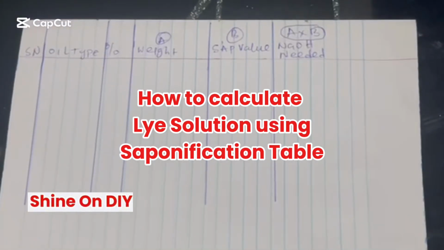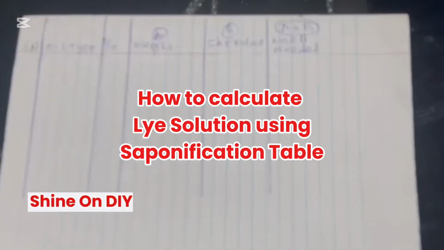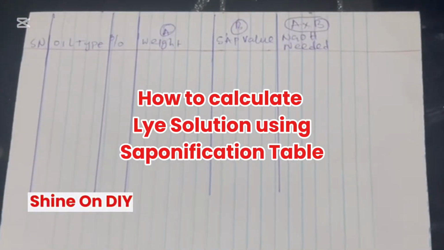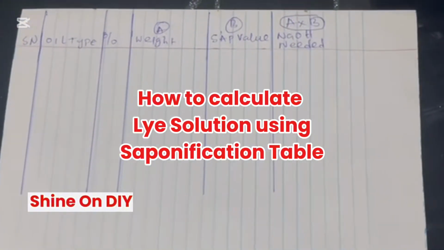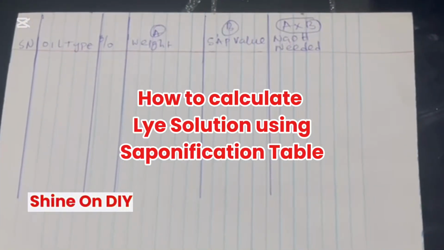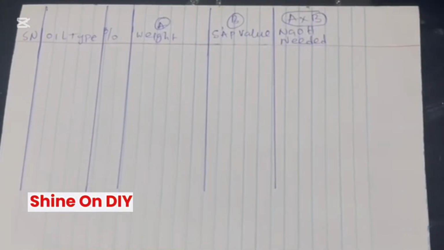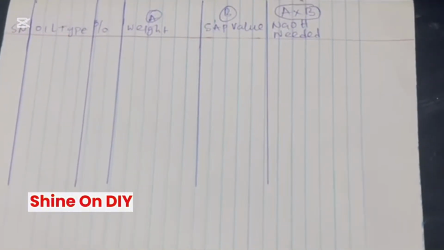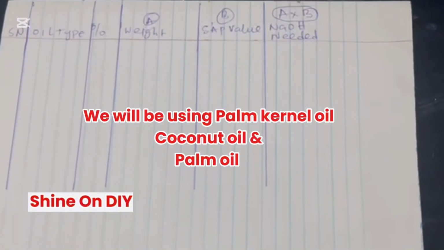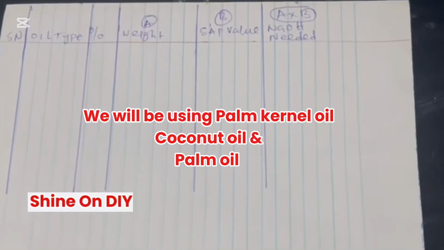Exact amount of caustic soda needed to perfectly saponify your oils. Today I will show you how to use a saponification table to calculate sodium hydroxide for any batch size. If you are serious about soap production, you must understand how to calculate caustic soda instead of guessing recipes with measuring cups and spoons. In this tutorial, we will calculate caustic soda for a 2,000 gram oil batch using PKO, coconut oil and palm oil.